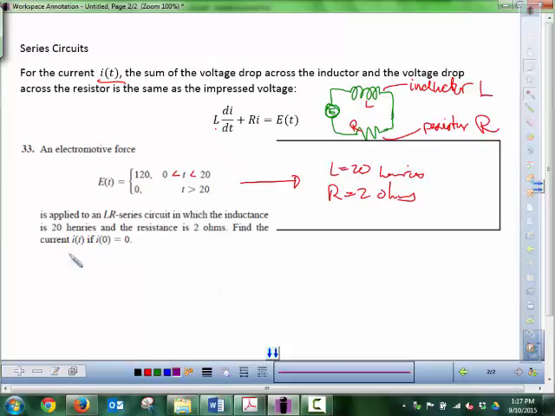The first part is when t is between 0 and 20, your differential equation would be L times di dt, and L is equal to 20. So I'm just going to put those values in. R times I is equal to 120 volts for that first part.